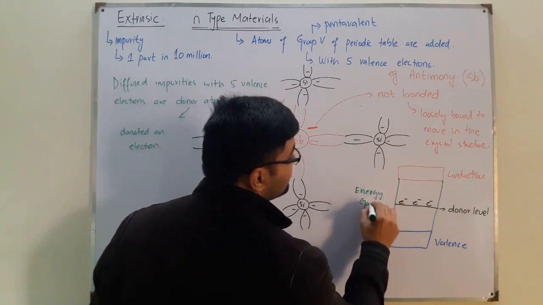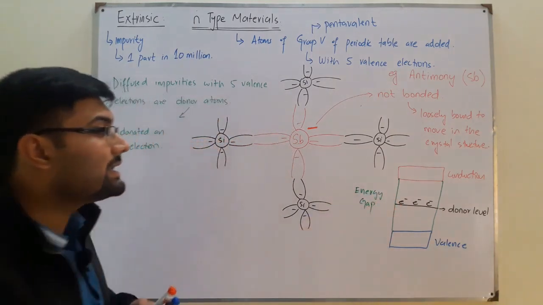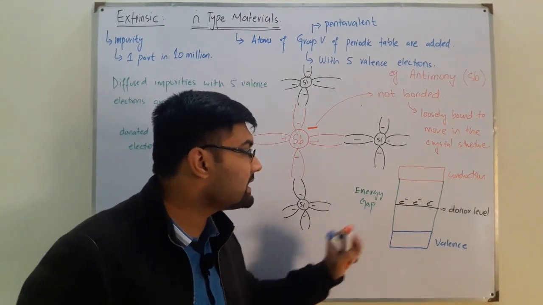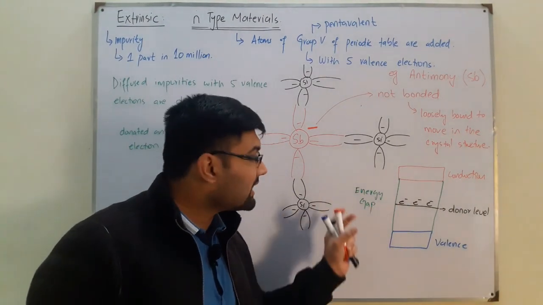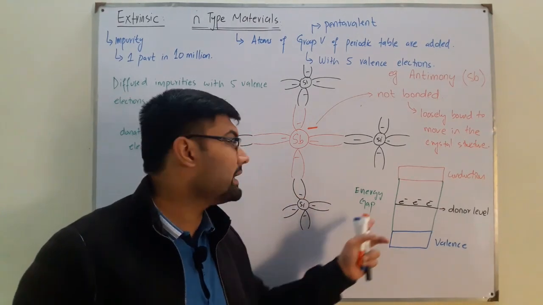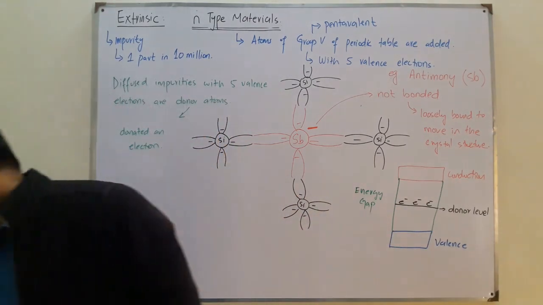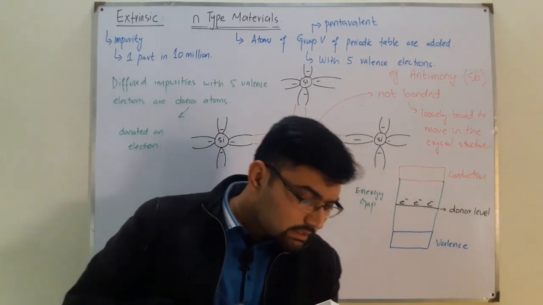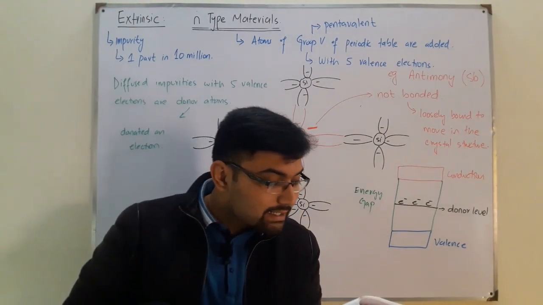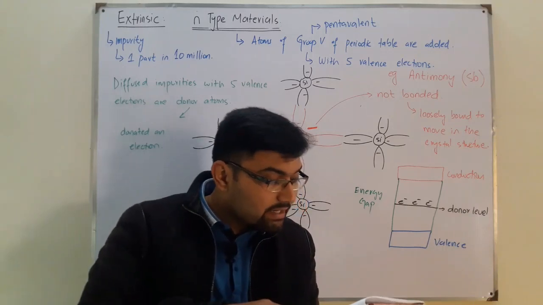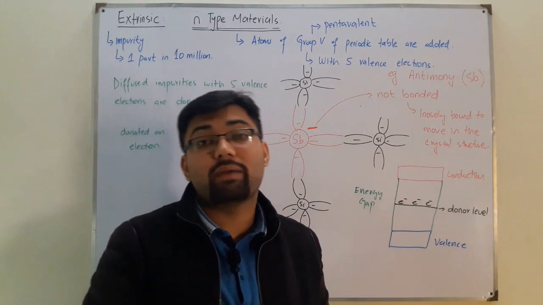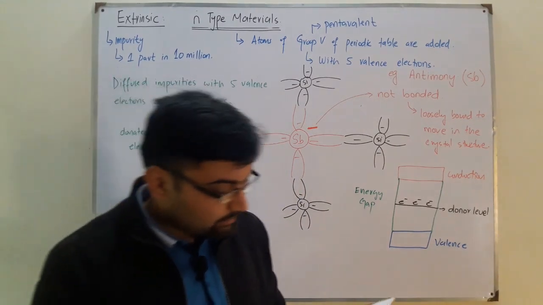So which means now these electrons require less energy than the valence electrons to become free. A relatively very low energy is required to make them free. Those free electrons due to added impurity sit at this energy level and have less difficulty absorbing a sufficient measure of thermal energy to move into the conduction band even at room temperature.